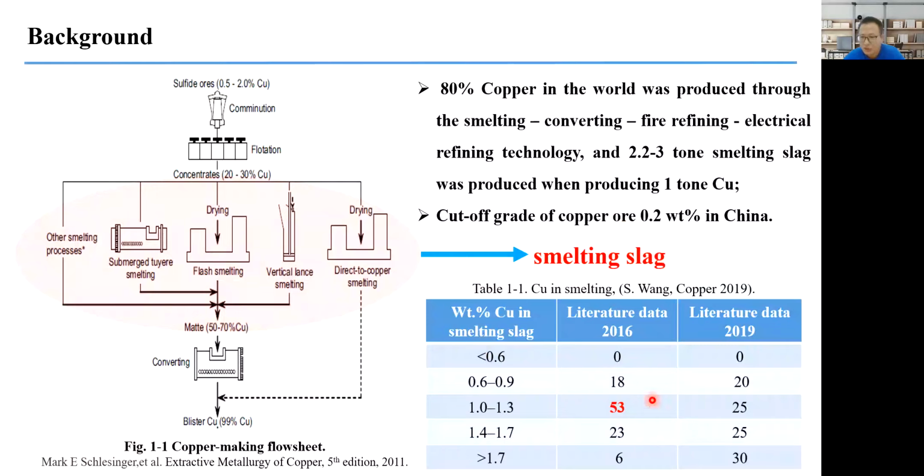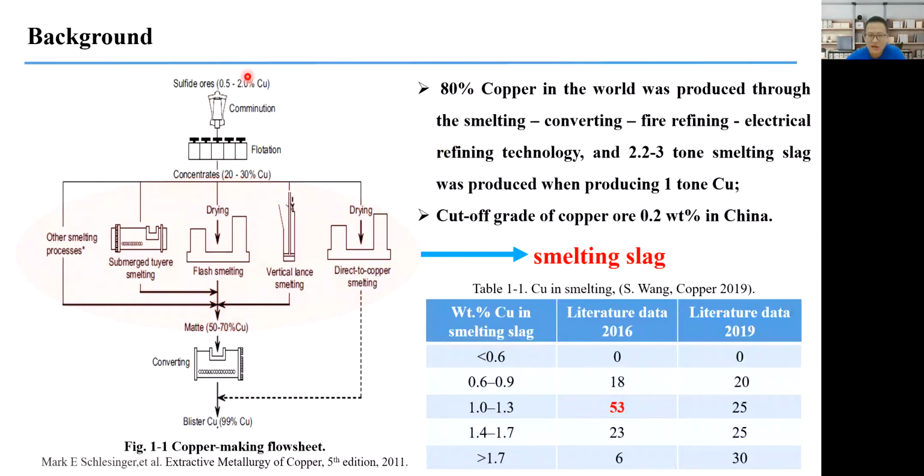And also, from 2016 to 2019, those numbers are increasing. Because during the past 5 years, we have been trying to increase matte grade. So we are producing 74% copper matte grade in the smelting stage, which will lead to more copper loss in the smelting slag. So this is the brief background.